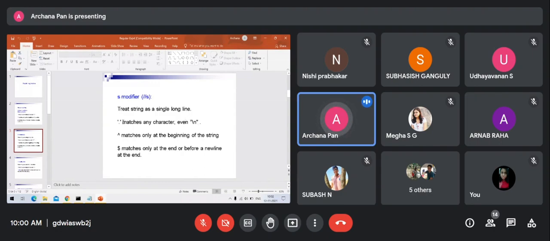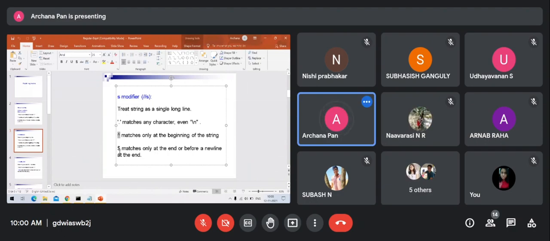In general, dot will not match the newline character, but if you use the s modifier, it will match any character, even the newline character. But there is no effect on the behavior of caret and dollar. So s has no role there; they match only at the beginning and end of the string.